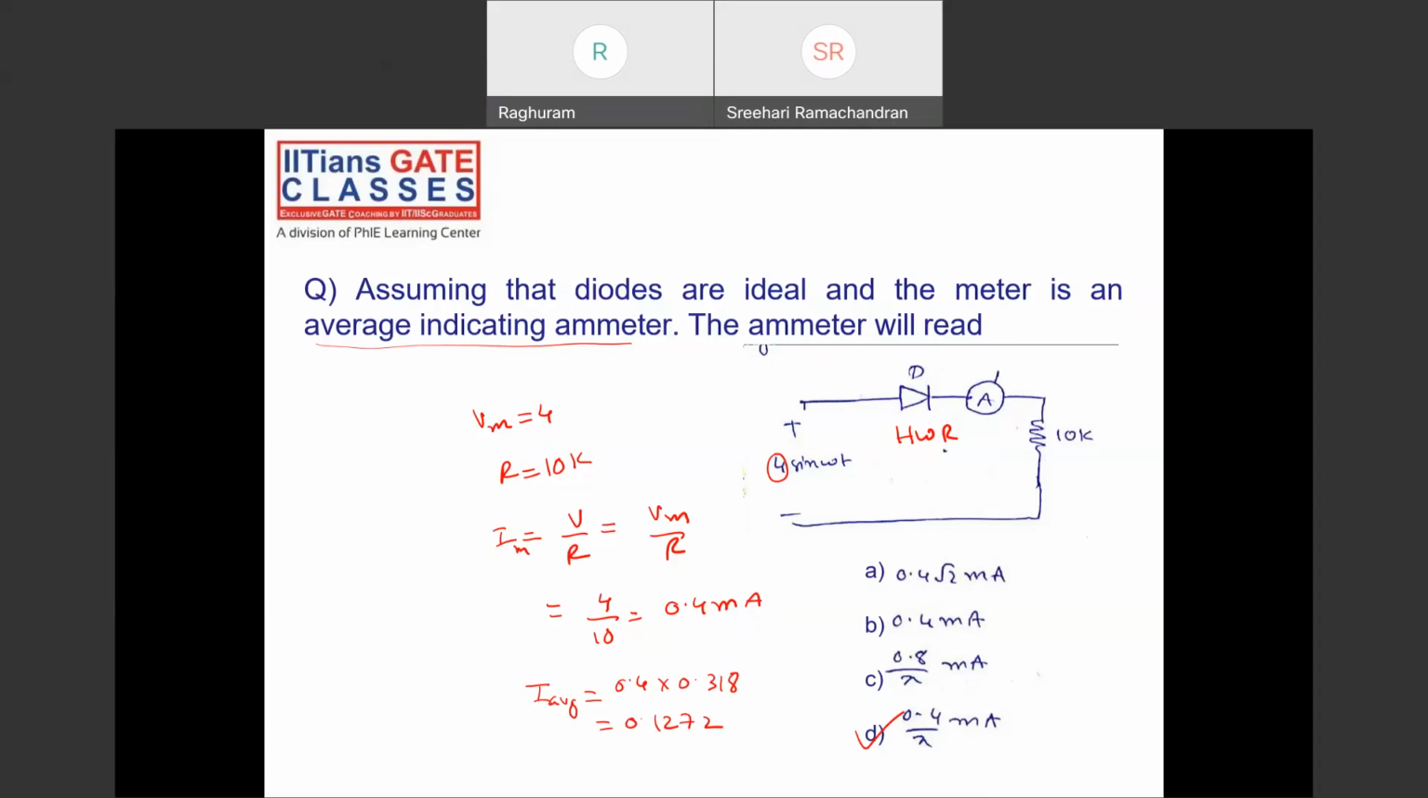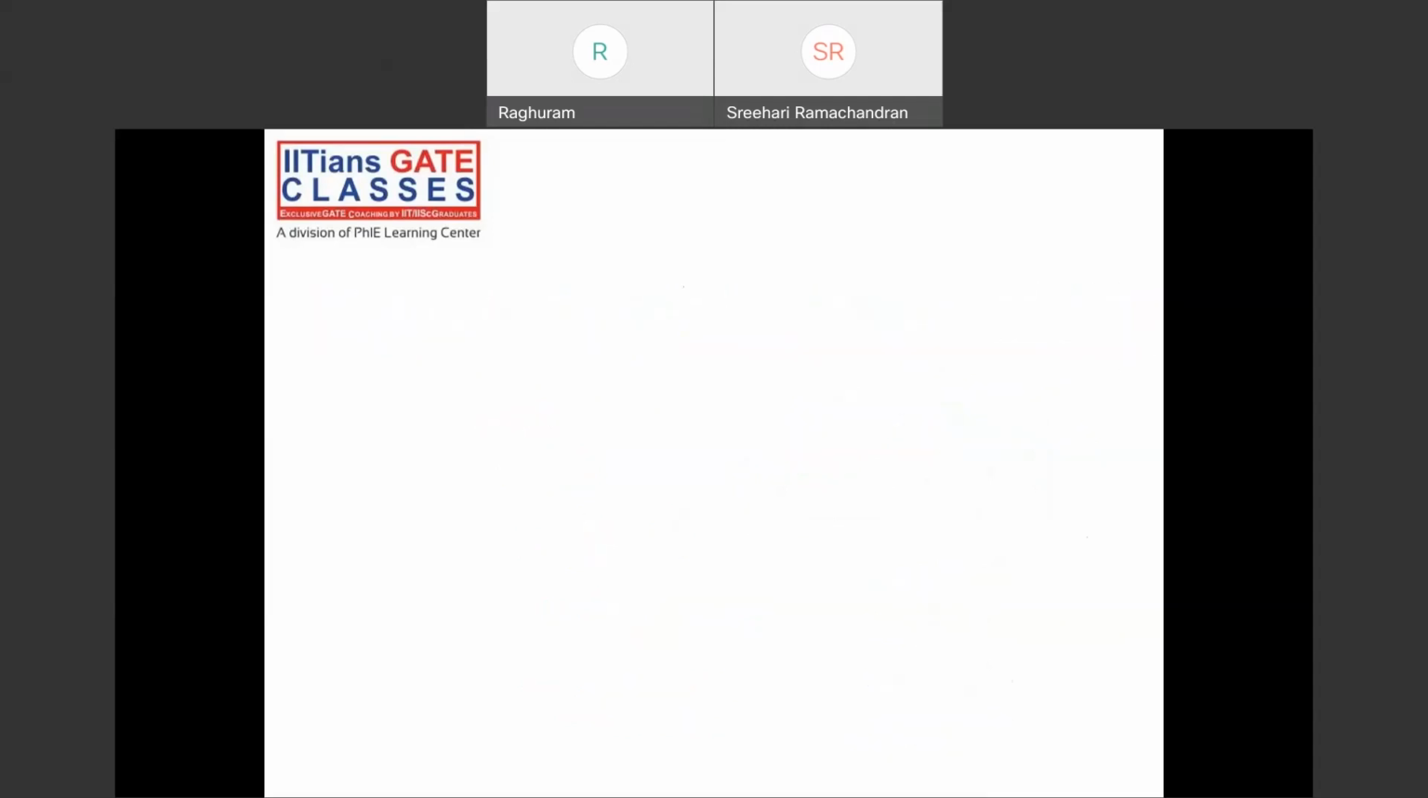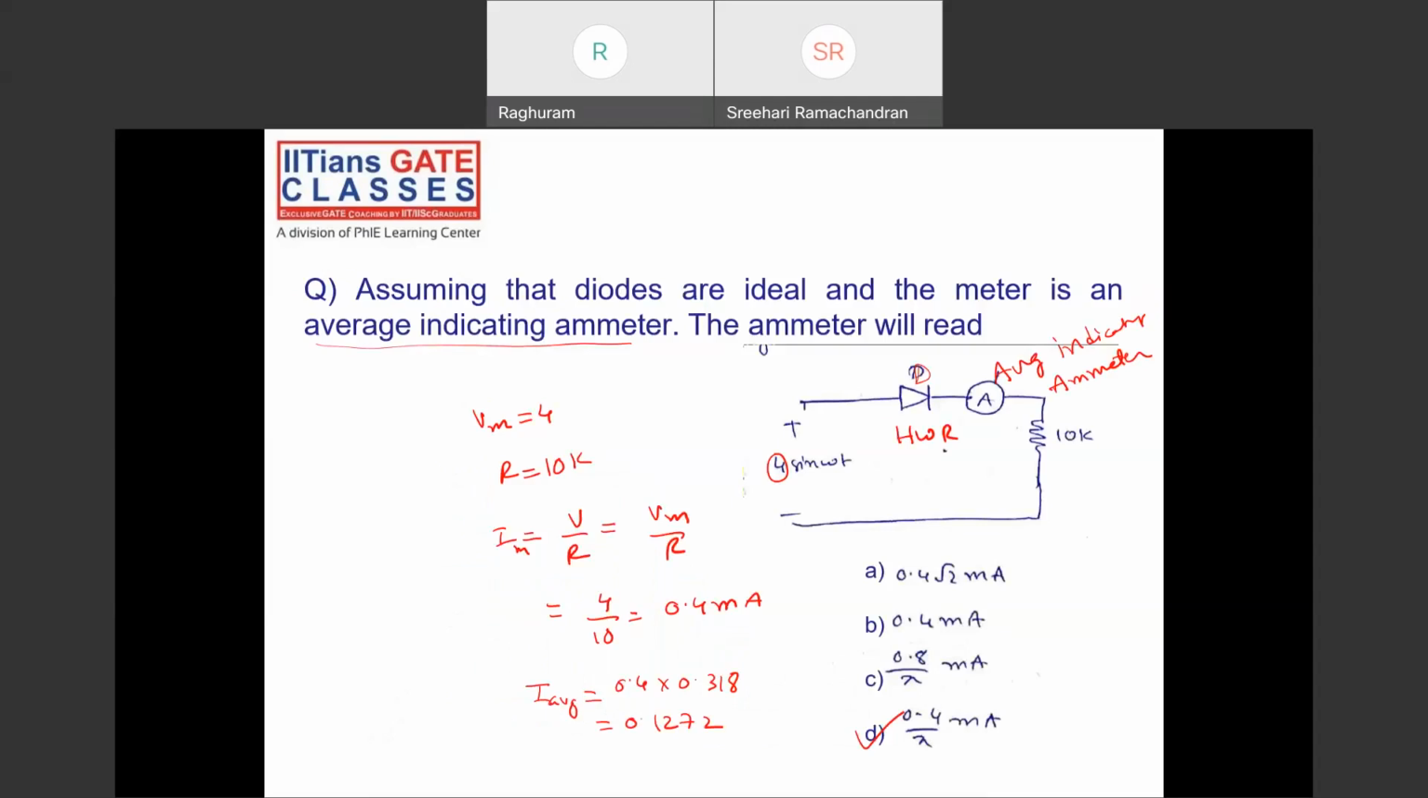It's a half wave rectifier because there is a diode. This is an average indicating ammeter. If it was an RMS indicating meter or something, then we should take the RMS value of the half wave rectifier.